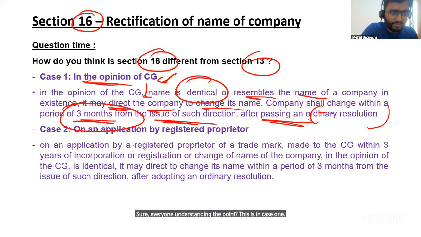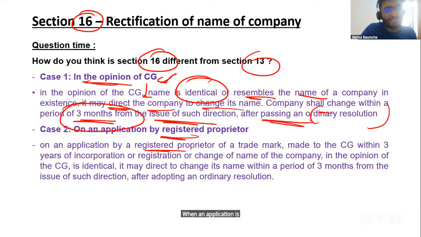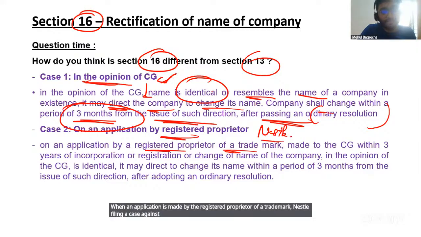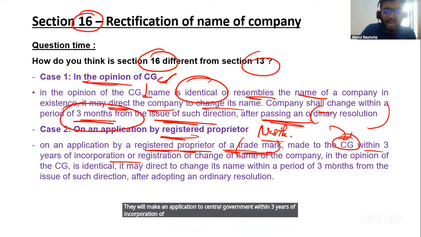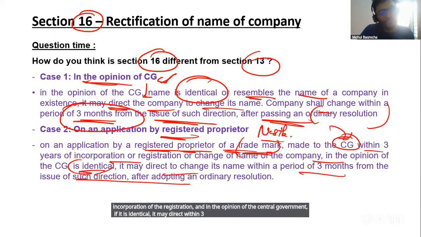Case 2. When an application is made by the registered proprietor of a trademark, say Nestle filing a case against Aparna's company, because she has used Maggie Private Limited as the name of her company. Nestle is the registered proprietor of the trademark called Maggie. They will make an application to central government within 3 years of incorporation of the registration. And in the opinion of the central government, if it is identical, it may direct within 3 months that you have to go ahead and change the entire name with an ordinary resolution.